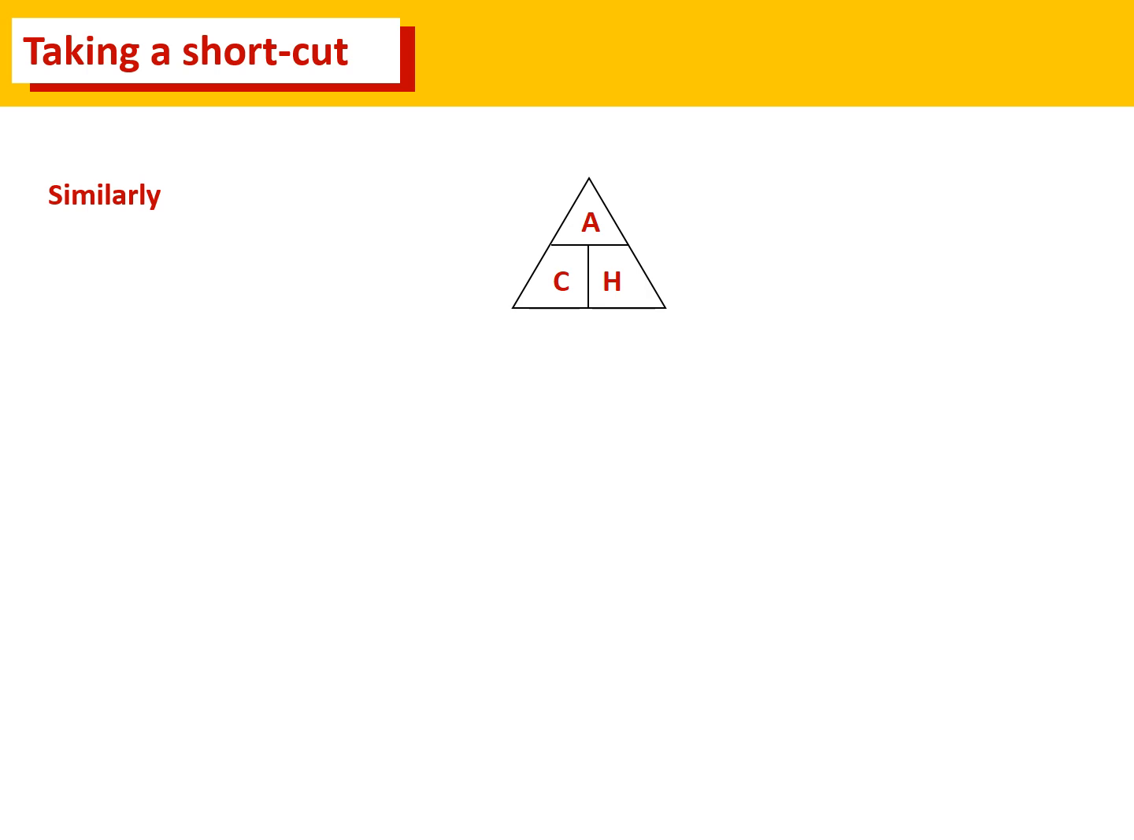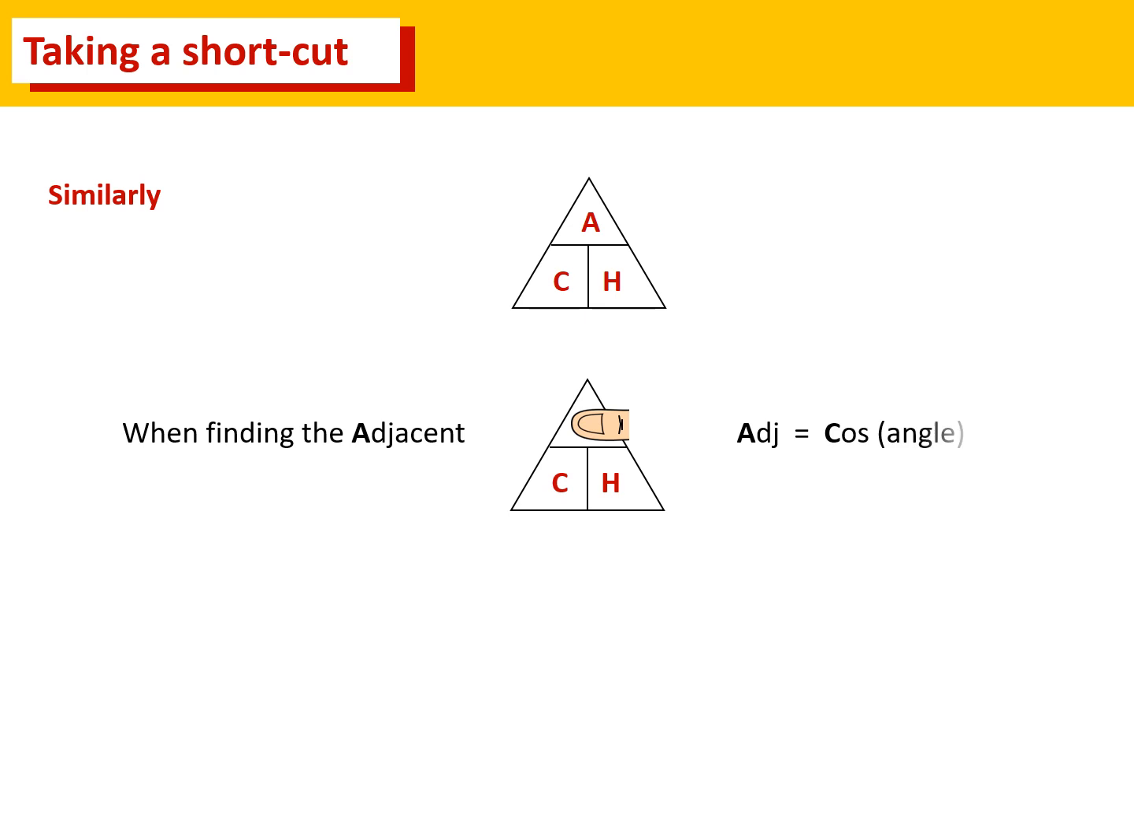Similarly, we have a triangle for the cosine ratio, and it's important that we get the letters in the right place when using the triangles C, A, and H. If we want to find the adjacent, put your finger over the A for adjacent, and that's the hypotenuse times by the cosine of the angle, or cosine of the angle times hypotenuse. But on your calculators, I would type in the hypotenuse first and then times by cosine of the angle.